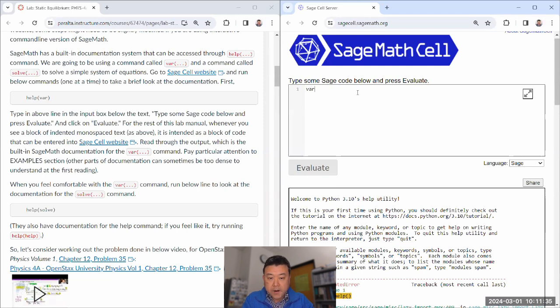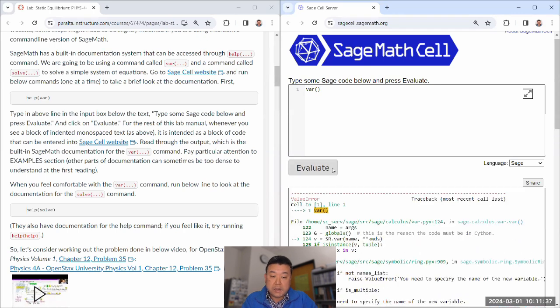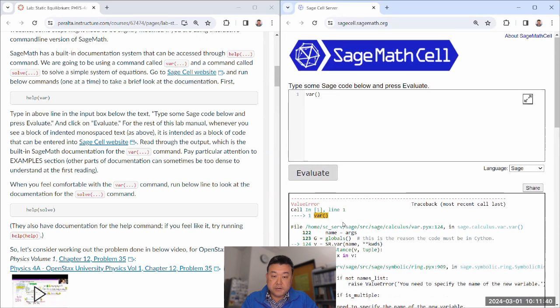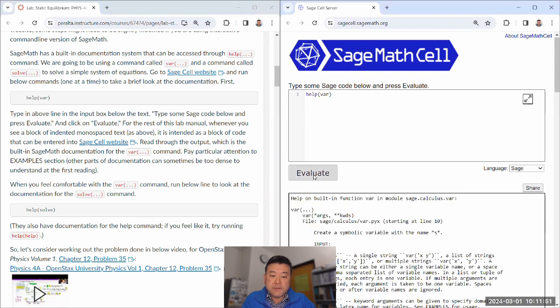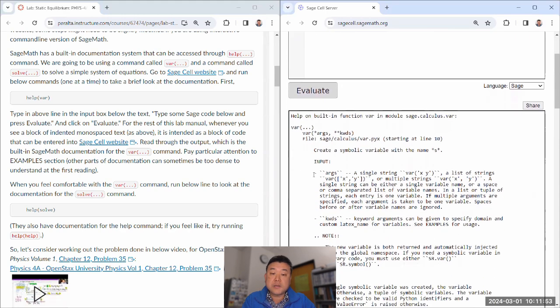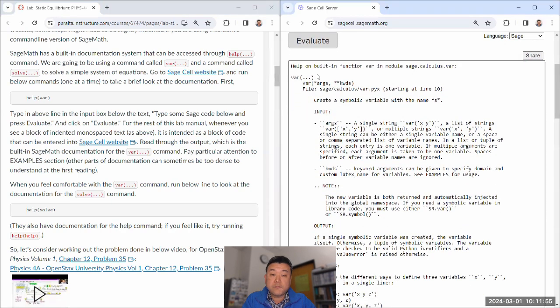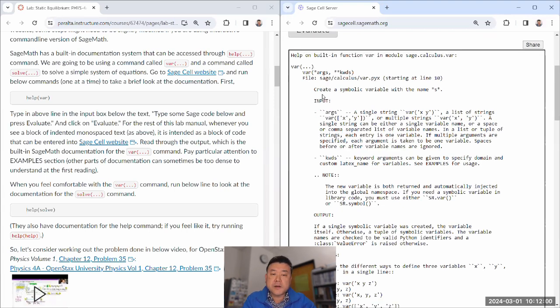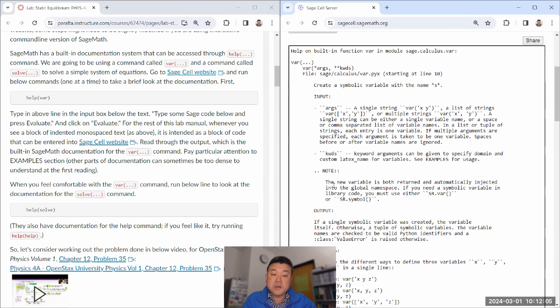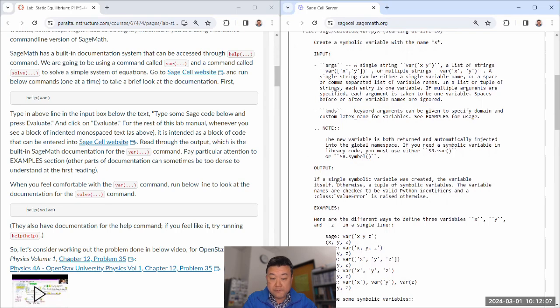There's the var command. Let's say you don't know how to use it and you get errors and whatnot. Then if you do help var, as it is in this help line here, or the command example there, and you run that and click evaluate, you'll get the built-in documentation for the var function. The documentation has two parts. The first part describes the function. It describes what kind of inputs it takes, any notes, and what output you get.